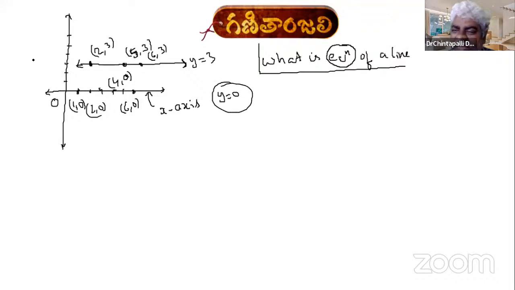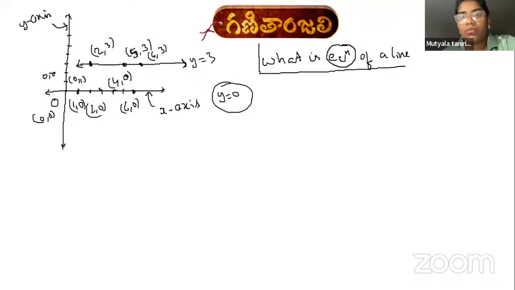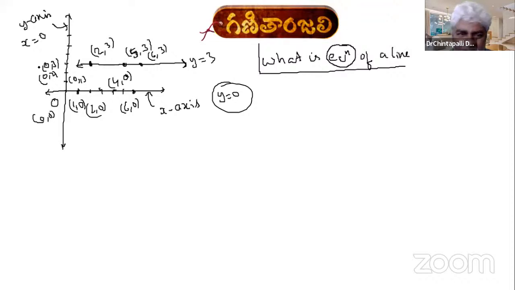What is the equation of y-axis? It is called y-axis. What is equation of y-axis? It is 0, 0. It is 0, 1. It is 0, 2. It is 0, 3. What is equation of y-axis? X equals 0. That's good. Equation of y-axis is x is equal to 0, right?